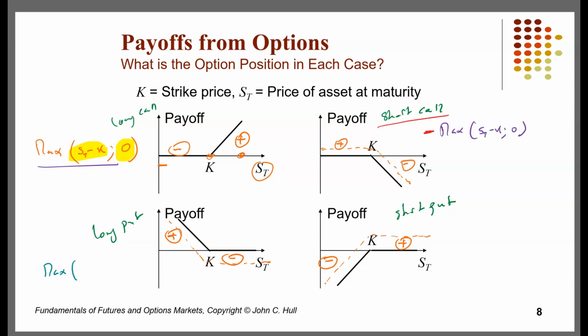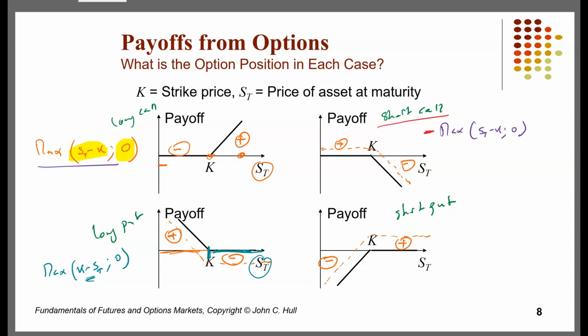So the payoff for the long put is going to be, because we're profitable when we are below the strike price, the maximum of the strike price minus the stock price. Remember, stock price is that, and 0. Because when this is not a positive value, we do not exercise the option. So our payoff is 0. This is why we're ignoring the premium here.